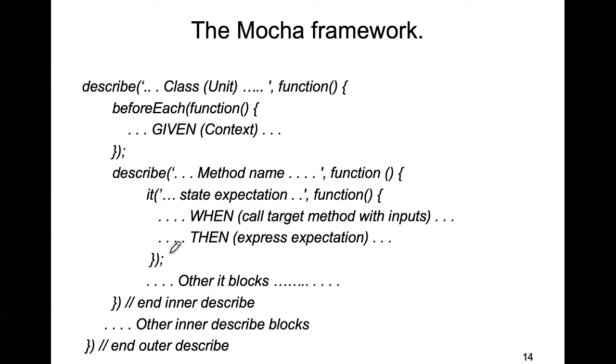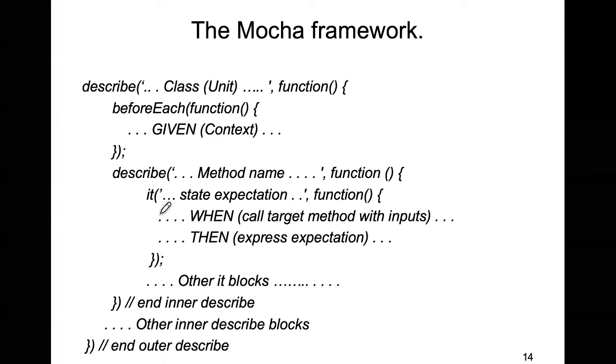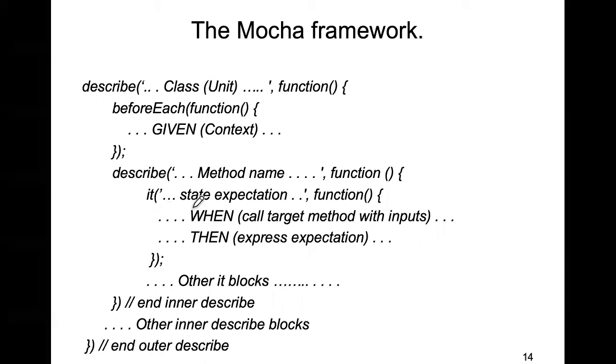Inside an it block, it's in here that you actually call the method that is being tested. So it's kind of the when, and you then follow that typically with statements where you're stating expectations about what the method should have returned back to you. That's typically what appears inside here.